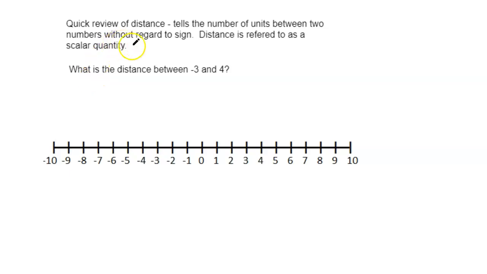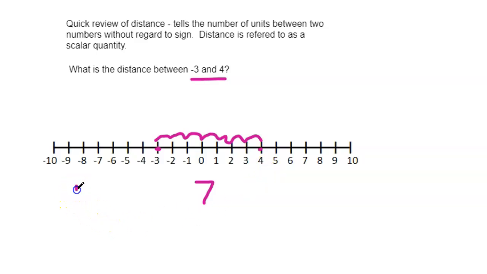Just a quick review of distance. Distance tells the number of units between two numbers, without regard to sign. Distance is referred to as a scalar quantity. So if you have -3 and 4, if you graph those, here's -3 and here's 4, you can just count the distances: 1, 2, 3, 4, 5, 6, 7. So my distance is 7 from -3 to +4.